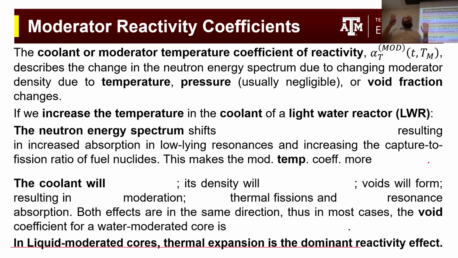We're imagining a light water reactor, so a power reactor that has water as the coolant. We're imagining that we're going to increase the temperature of the coolant in our reactor, and then we want to think about how that's going to affect various properties of our system. The first thing we want to think about is how it affects the neutron energy spectrum. If we increase the temperature of the moderator, how does that affect the neutron energy spectrum?